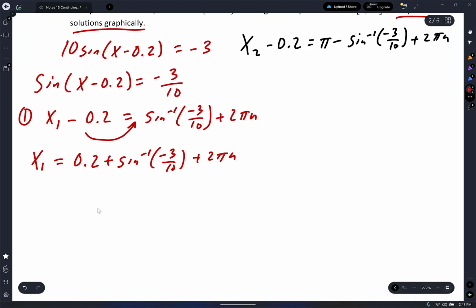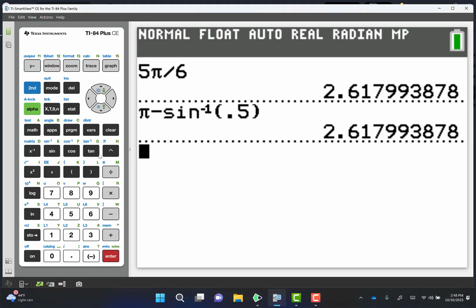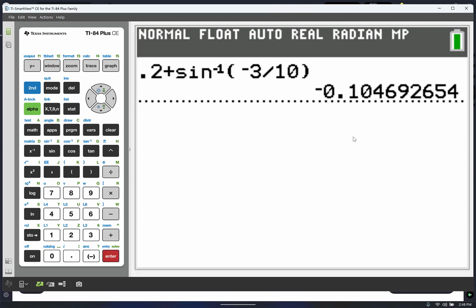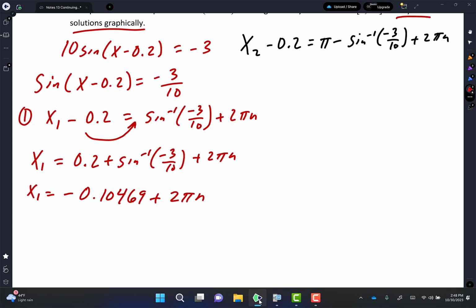I take my calculator. Make sure your mode is in radian mode. And it's going to be a decimal because it doesn't have a pi on it. This one's not a perfect coordinate. So, I mean, no coordinate's not perfect, right? But 0.2 plus arc sine, I already forgot, negative 0.3. Negative 3 over 10. Enter. I'm going to write negative 0.10469. Let me see if I can remember that. x1 equals negative 0.10469 plus 2 pi n. That's a radian.